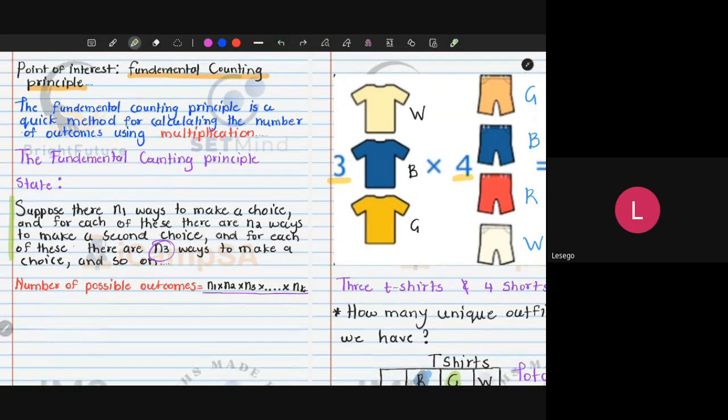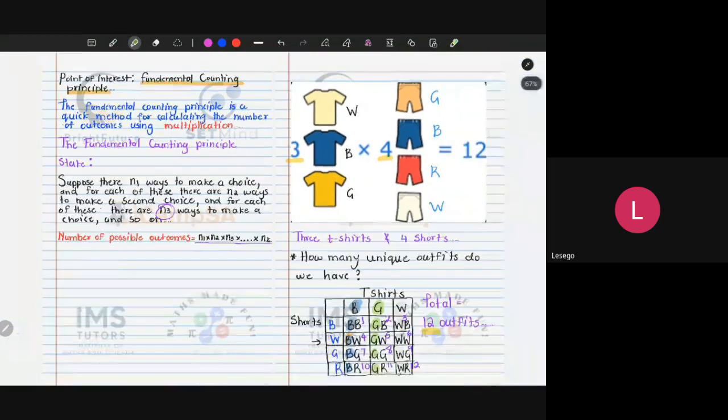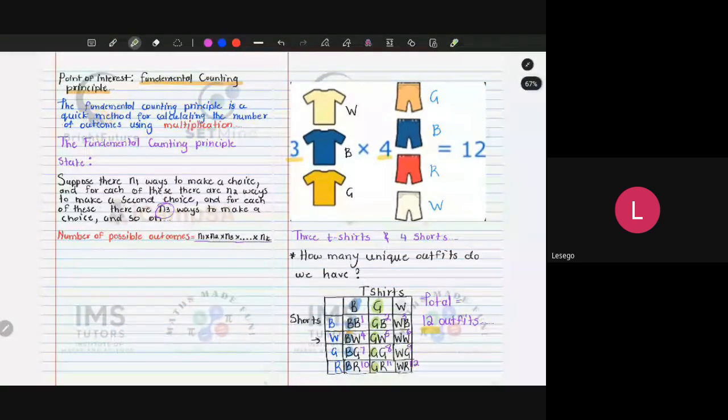And this here, which we wrote, which is what the fundamental principle or the counting principle states, is very important for our understanding of what we do thereafter.